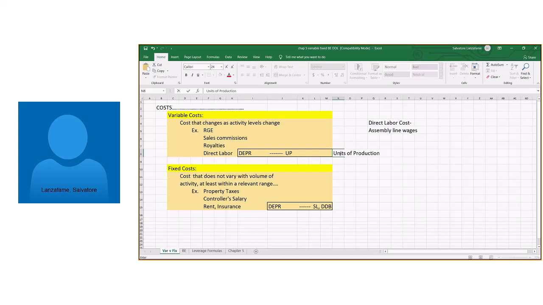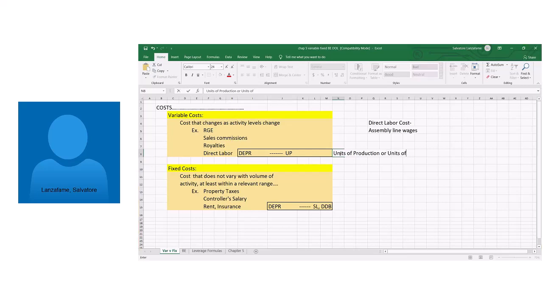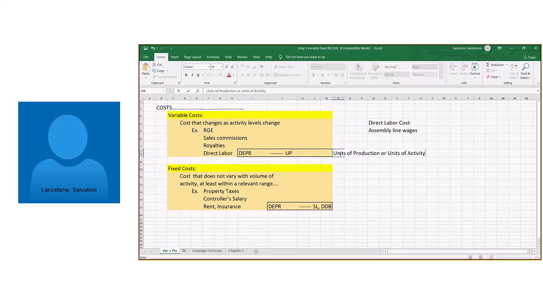So units of production, I've also known this to be called units of activity. But if the company is using this technique, the depreciation method would cause the depreciation amount to vary from period to period.